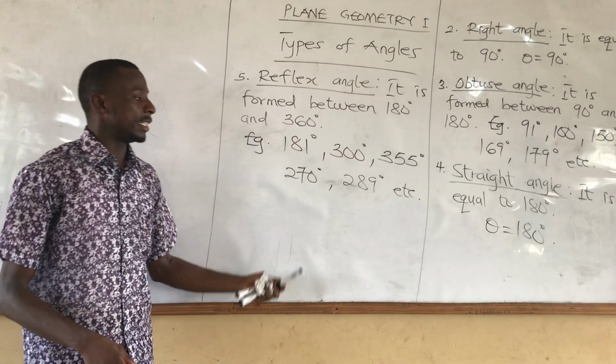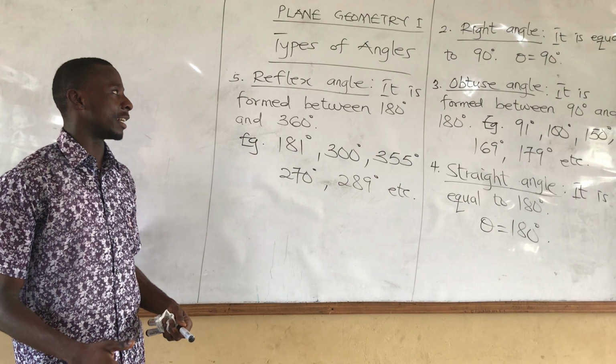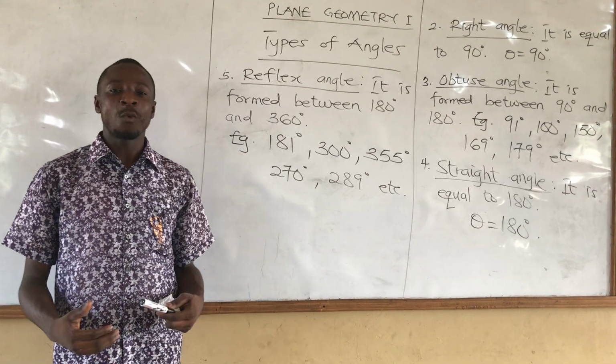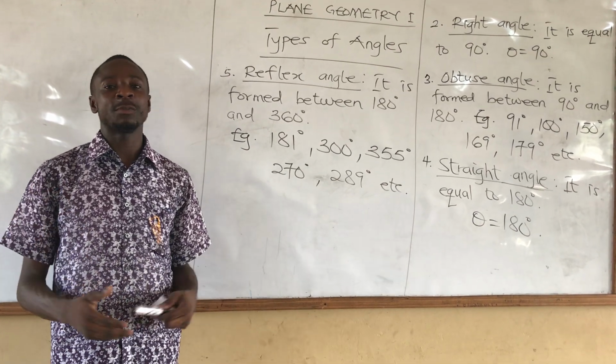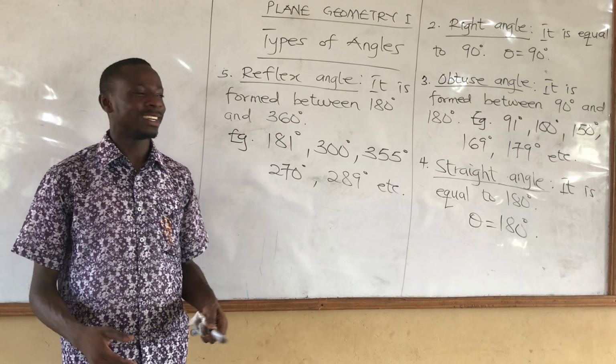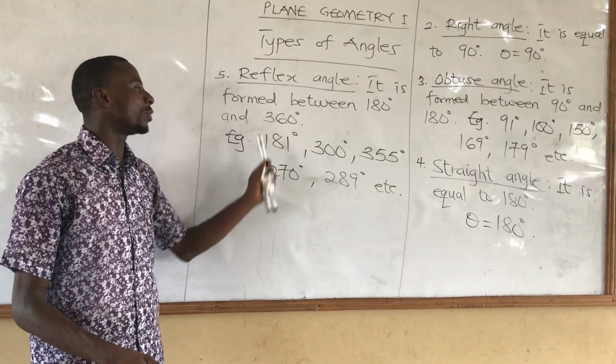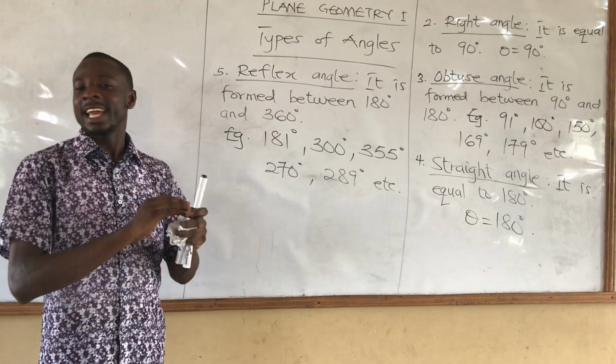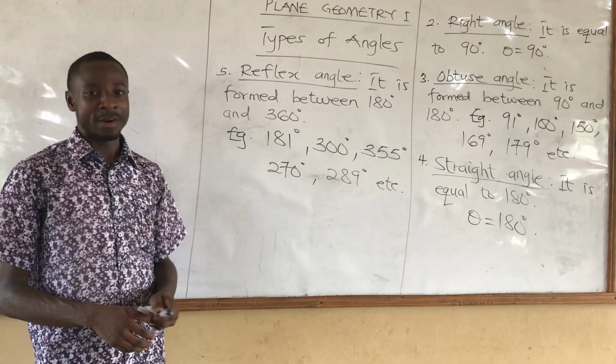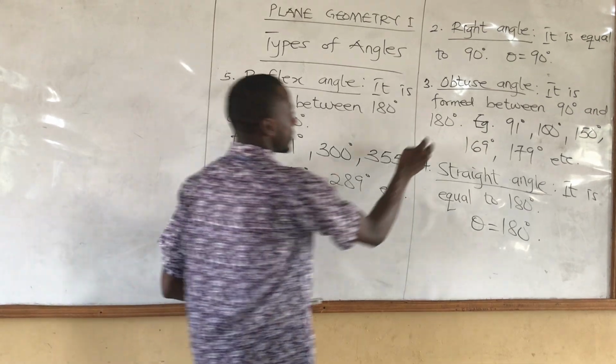So all these are examples of reflex angles. So as you are watching us from your comfortable homes or anywhere you are watching us, you can just name any angle from 181 to 359 degrees. Any of them forms a reflex angle.